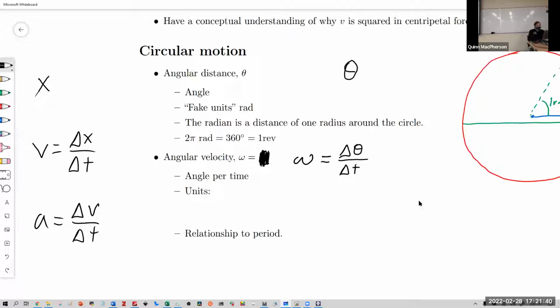So let's check the units of omega. So what are the units of angle? Shout it out. Degrees. Well, okay, but we're going to be physicists, so we're going to use radians. Radians. Units of time. Seconds. So omega is in radians per second. Except for that, radians are fake units. So if you want to, you can just call it 1 over seconds.